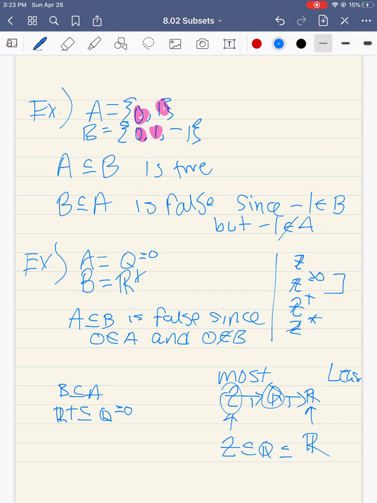So we can use that as our example here. B is a subset of A? Well, this statement is false, since pi is in B, but pi is not in A. So in this case here, A and B are not subsets of each other. Both of those statements were false.